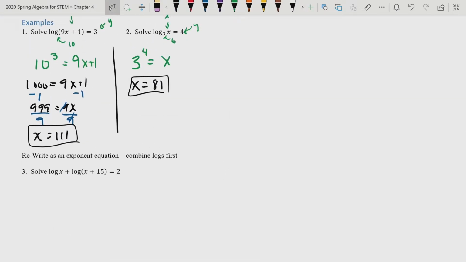So in order to rewrite a logarithmic equation as an exponential equation, you need to have just one log equal to something. So if you have more than one log, you combine them using the techniques we've shown. Here we have the log of x plus the log of x plus 15. By the product property, that's the common log of x times x plus 15. That's all inside the log equals 2.